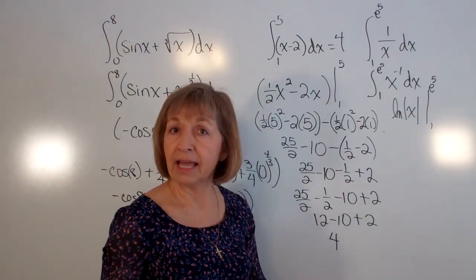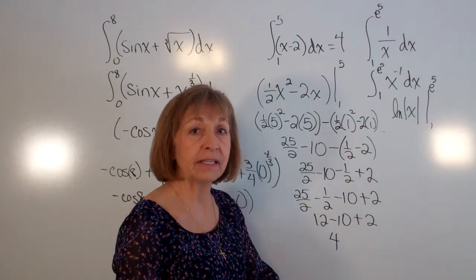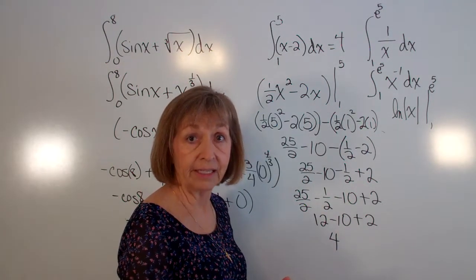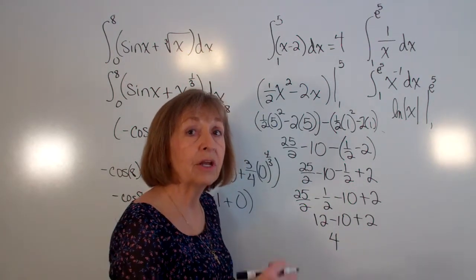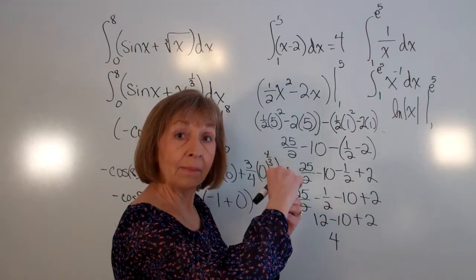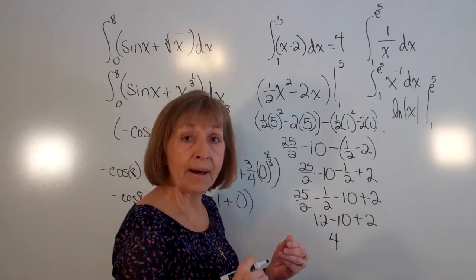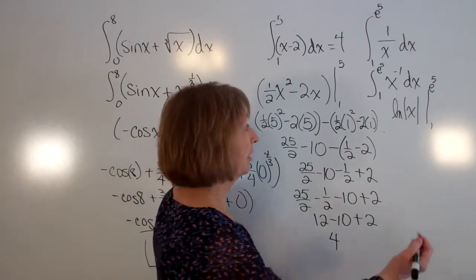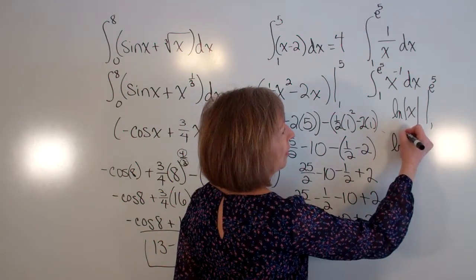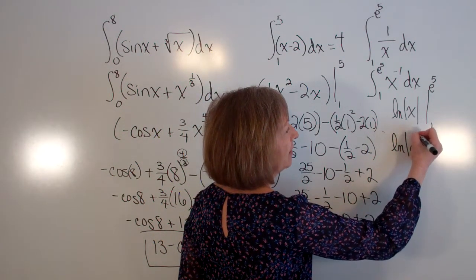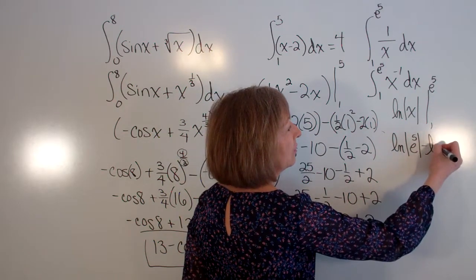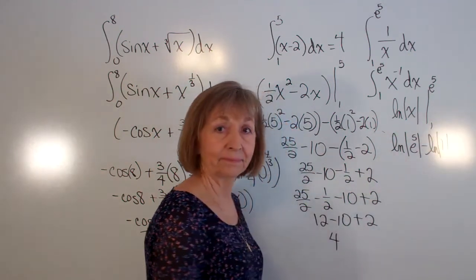And then just like the fundamental theorem of calculus has been applied to all of the other definite integrals that we've done as examples, you're going to evaluate it at the top limit of integration minus the bottom limit of integration. So this is the natural log of the absolute value of e to the 5th minus the natural log of the absolute value of 1.